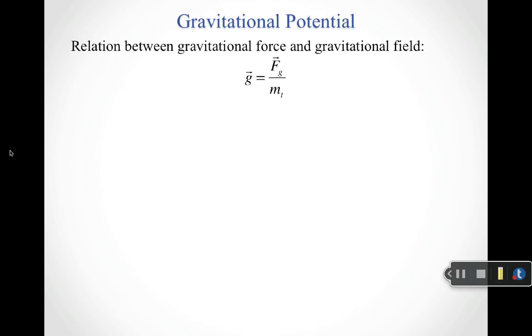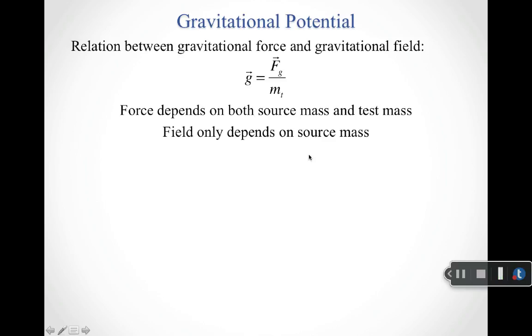Okay, so to start our discussion about the gravitational potential, let's come back and remind ourselves of how the gravitational force relates to the gravitational field. So we said the gravitational field is basically the gravitational force where I'm dividing out the impact of my test mass. And one of the things that we emphasized about this was that the force depends on both the source mass and the test mass. It depends on two masses. The field, on the other hand, only depends on the source mass.